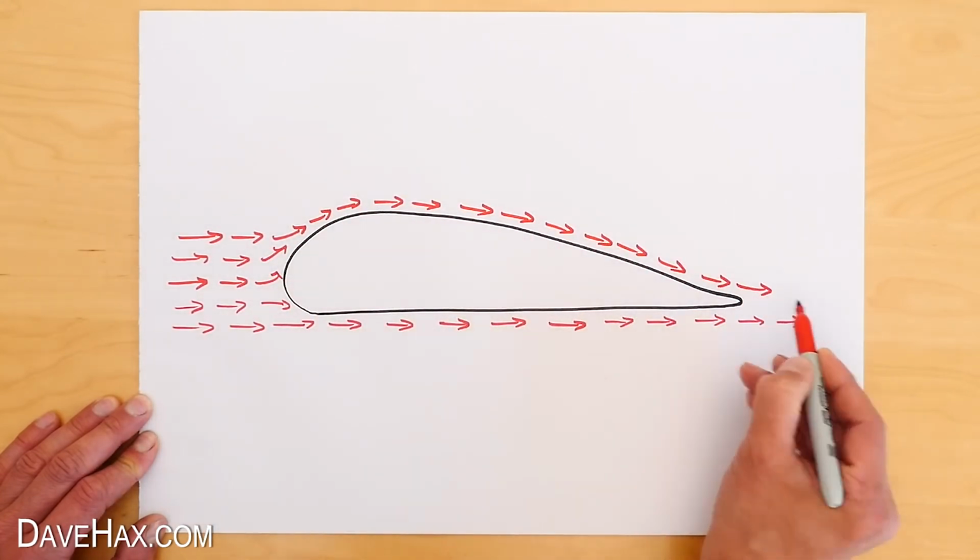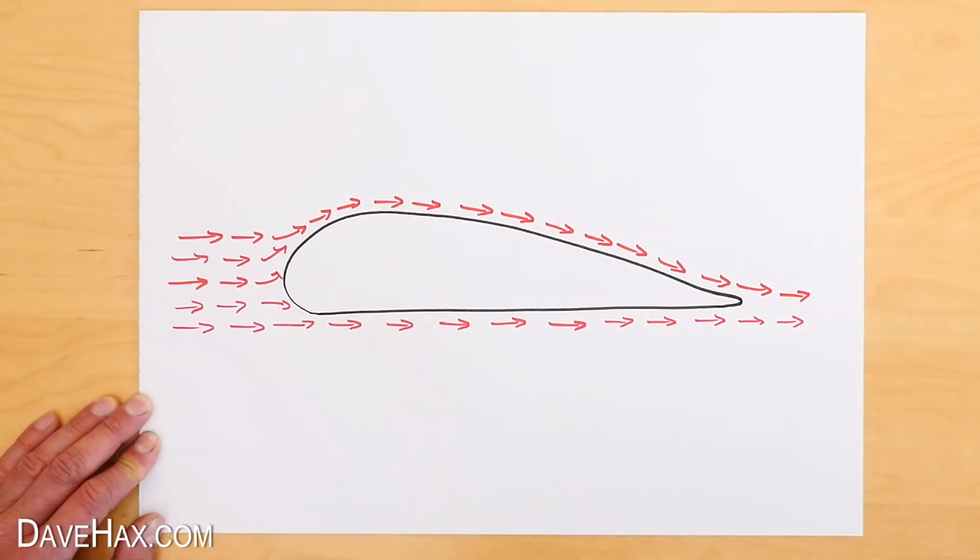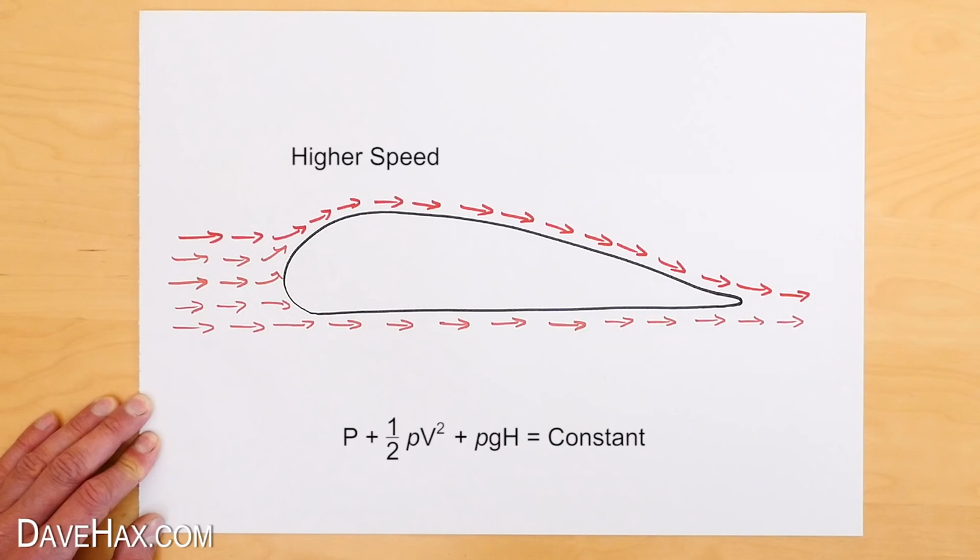Since they're travelling a greater distance, these upper particles will have to travel at a higher speed than the particles on the lower side of the wing. It's often believed that we can use Bernoulli's principle, which suggests the faster moving particles on the top gives us a lower pressure over the top surface of the wing, and as there's now a pressure difference between the top and the bottom of the wing, we generate lift.